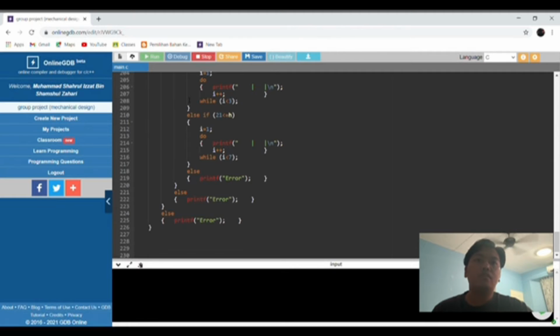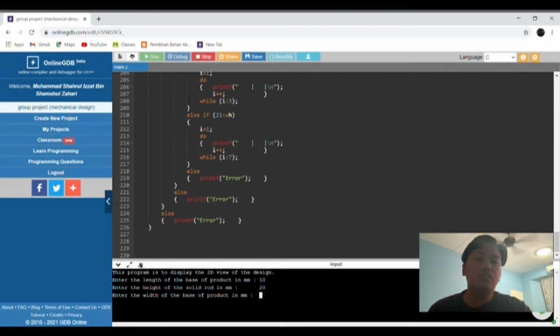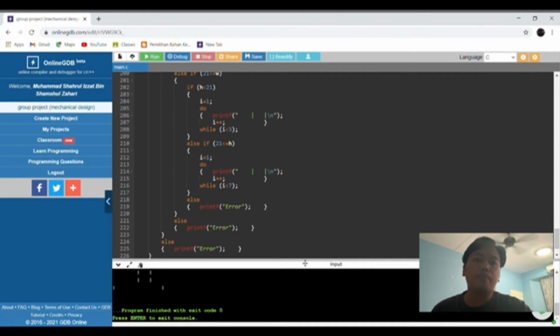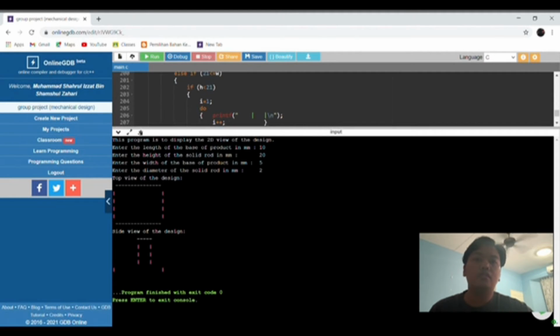So I will try running this C program, and we insert the values. For the length is 10, for the height 20, for the width base is 5, for the diameter is 2. So that's the result I show you.